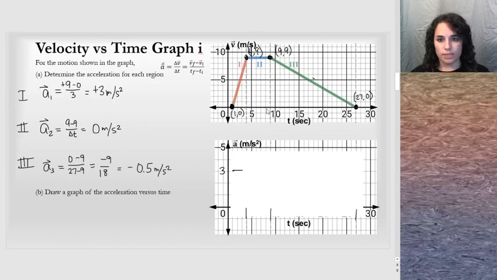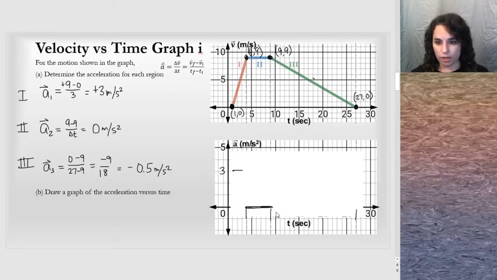From 4 seconds to 9 seconds, during that 5-second time interval, it's 0. So I will just write across here a line at 0. It's fine that I have a line on 0, and that represents the acceleration during that time. There is a velocity. The velocity is not 0, but the velocity is not changing, so that corresponds to an acceleration of 0.